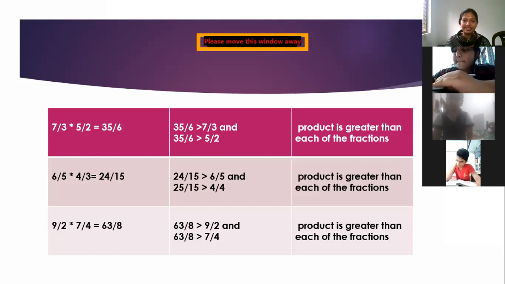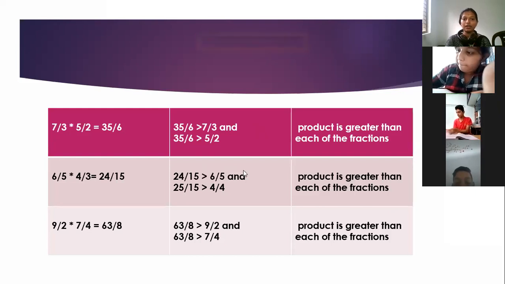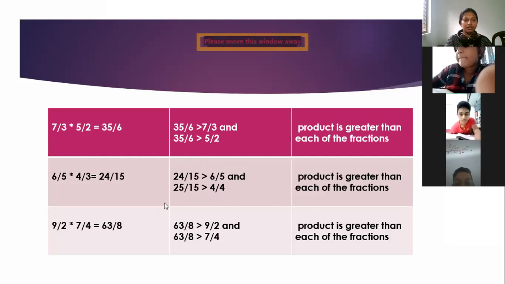So we can compare the result: 24 by 15 is greater than 6 by 5. I have typed it as 25 by 15, but it is 24 by 15. So 24 by 15 is greater than 4 by 3, not 4 by 4, it is 4 by 3. There is a mistake. Okay, just fill your textbook as 24 by 15 is greater than 6 by 5 and 24 by 15 is greater than 4 by 3.